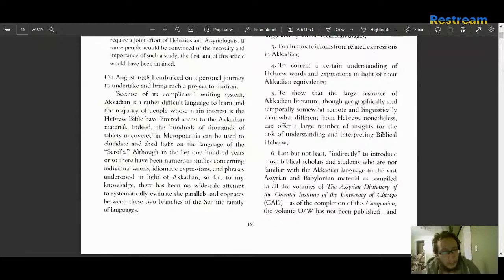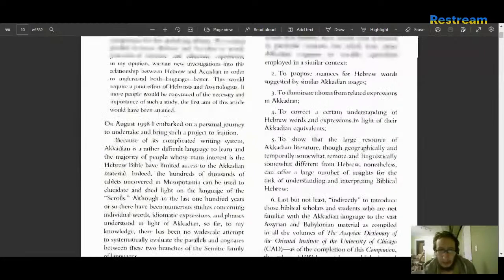So this guy says, so far to his knowledge, there has been no wide-scale attempt to systematically evaluate the parallels and cognates between these two branches of the Semitic family of languages. So that's why he decided to write this book.